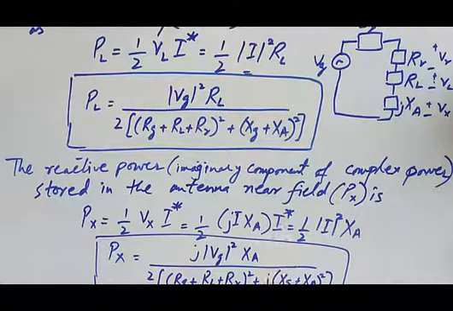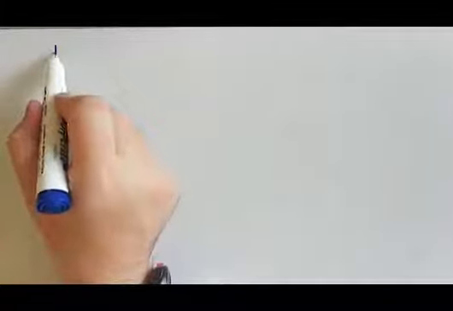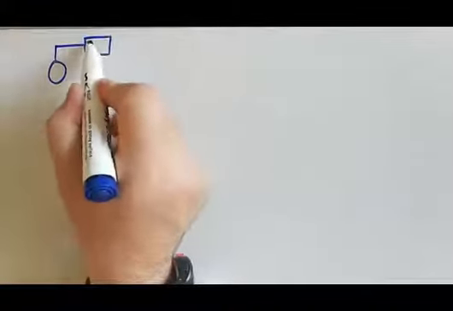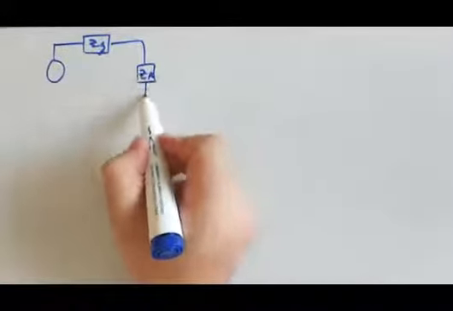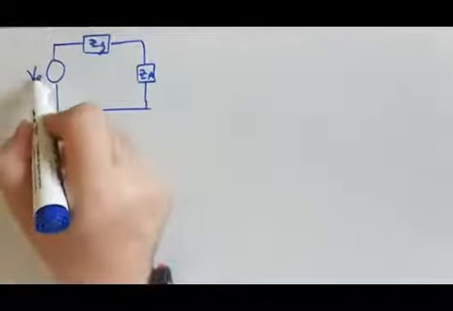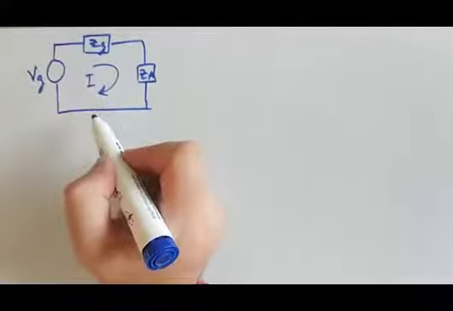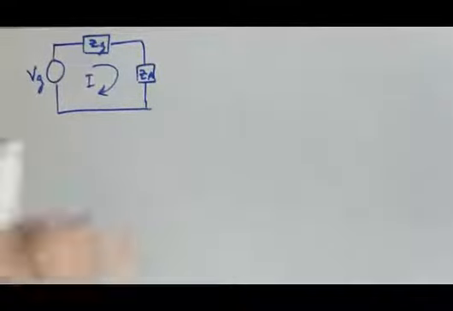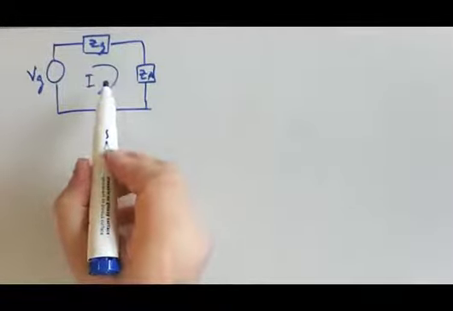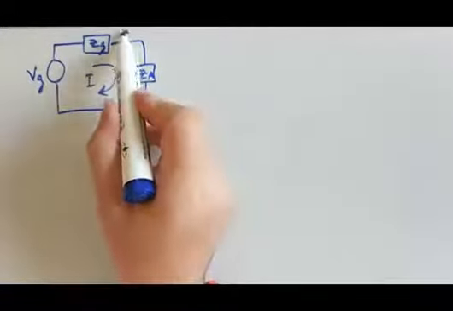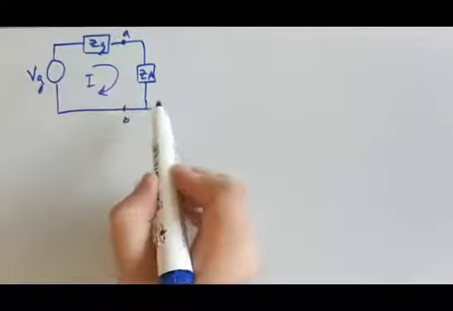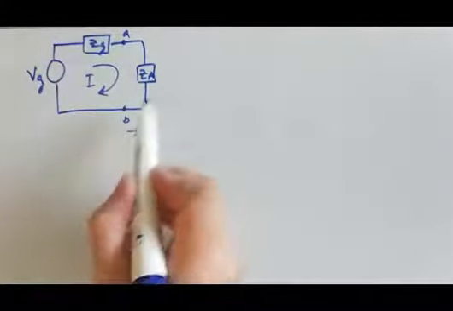Let me summarize. If you look at this circuit again, we have ZG, and then we have only ZA, and the generator has the voltage VG. The current I is flowing through it, and this point A and this point B show the antenna terminals; from this side the antenna starts.